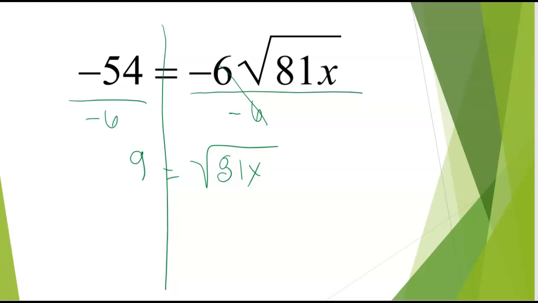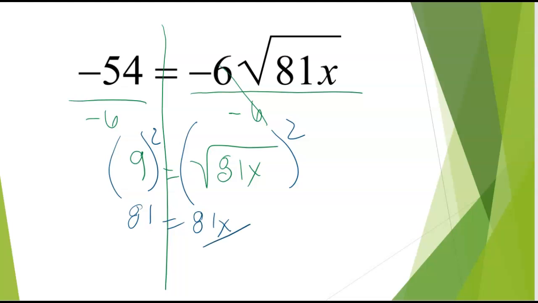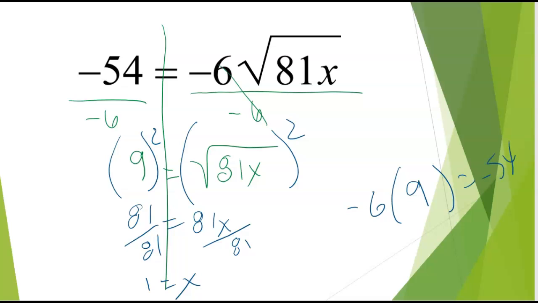Now we have a square root. What undoes a square root? A square! Yay! So 9 squared is 81. And now we got rid of the square root by using the square, so we just have 81x. Divide by 81, divide by 81, 1 is x. Let's see if that works. Negative 6 times the square root of 81 times 1 is 81. The square root of 81 is 9, so negative 6 times 9 equals negative 54. Is that true? Yes. Yay, it works.